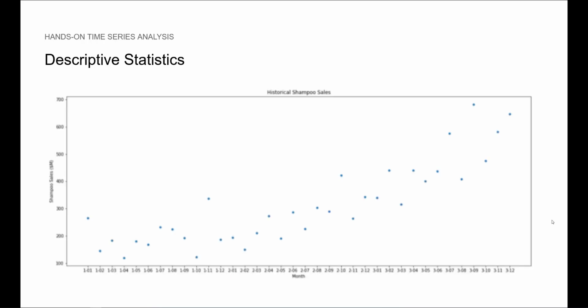Here is an example of a scatterplot that we will also generate in the next lesson. This gives us a good overview of the time series and gives us a hint about trend and seasonality. In this case, we could say that the trend is positive as sales of shampoo seem to increase over time.